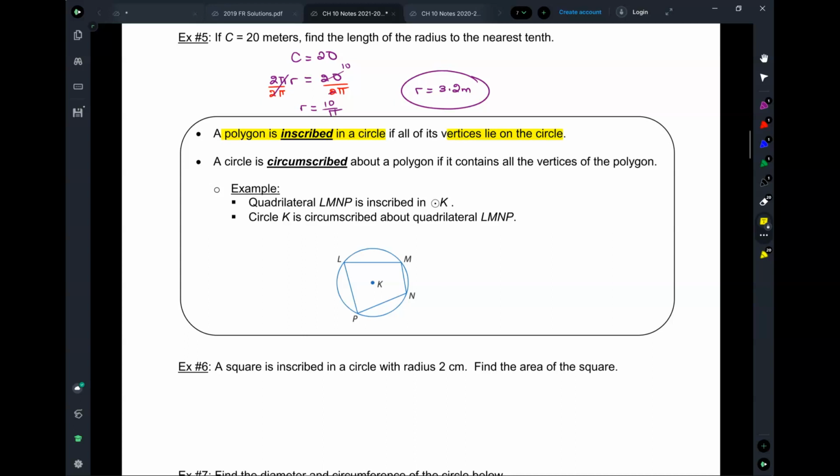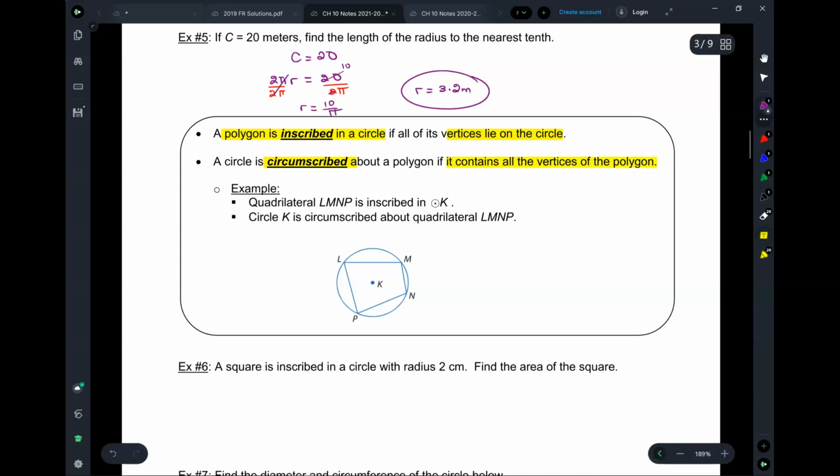So the polygon is inscribed, and then remember how circumference is the distance around? So we say the circle is circumscribed, it's drawn around. To scribe means to draw, right? The circle is circumscribed. It's literally drawn around the polygon, okay? But it has to contain all the vertices of the polygon.